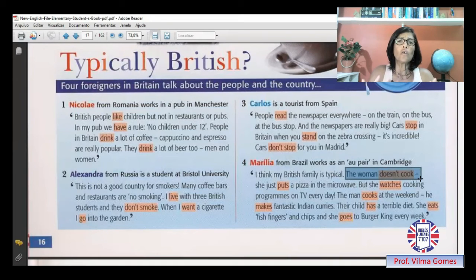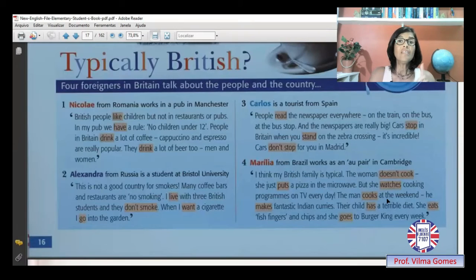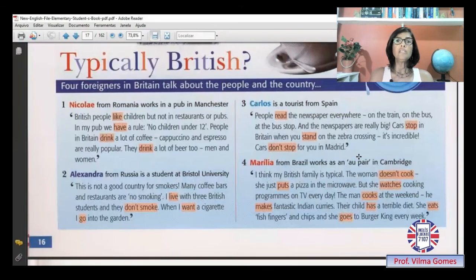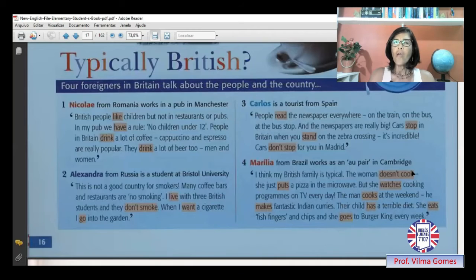The woman doesn't cook. Very interesting. But she watches cooking programs every day. Who cooks at the weekend? Já encontraram a resposta aqui? The man cooks at the weekend. The man cooks at the weekend. O marido, né? E como é a dieta desta criança?